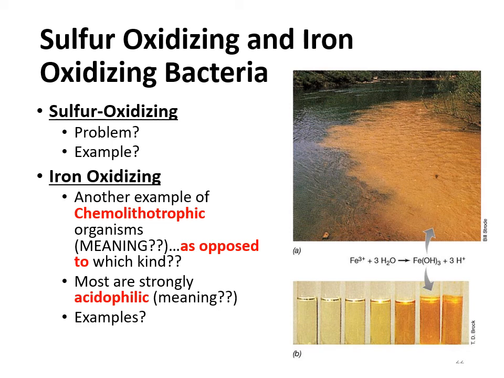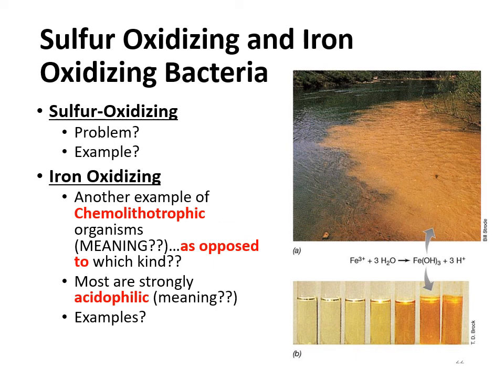Now, the best known examples of iron oxidizing bacteria, again, you can call it iron chemolithotrophic, are Acidithiobacillus, again, bacillus meaning rod-shaped, and Leptospirillum. Okay, so that's a spiral-shaped bacteria.